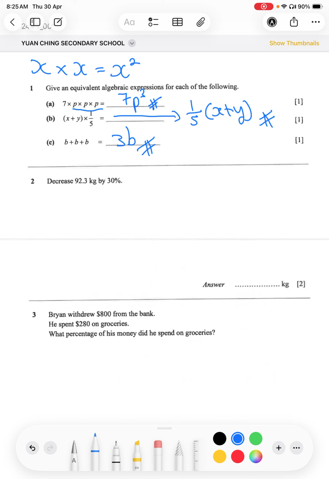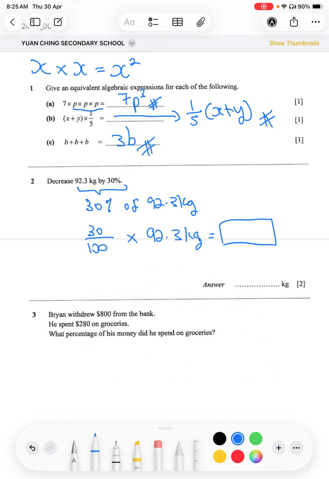Then the next question. Decrease 92.3 kg by 30%. So what is 30% of 92.3 kg? That is 30 over 100 times 92.3 kg. You press the calculator, you get the answer. Because now I don't have my calculator with me, so I can't find the answer. Then the next part, you just press, you get the answer.